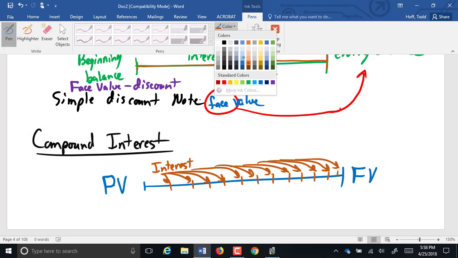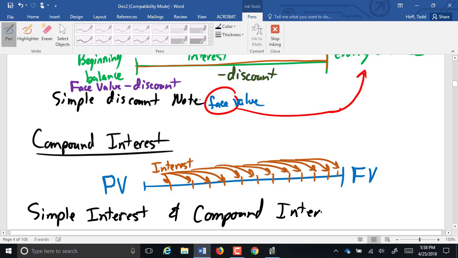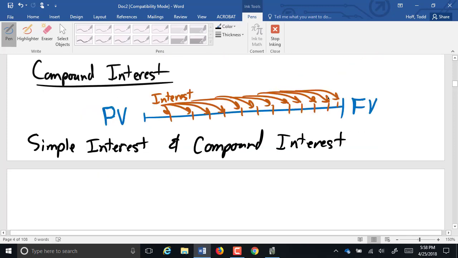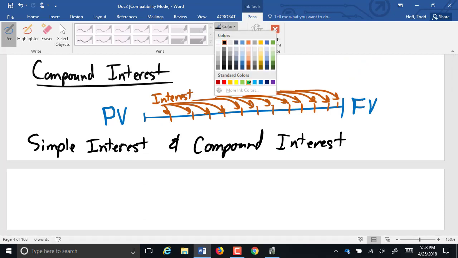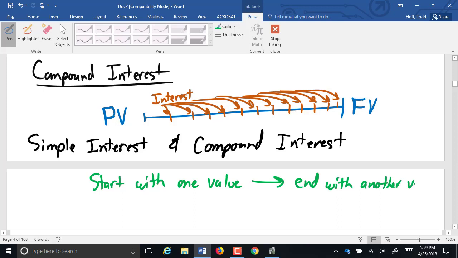The key for both simple interest and compound interest is that they start with one value and end with another value. No payments in or out in between.